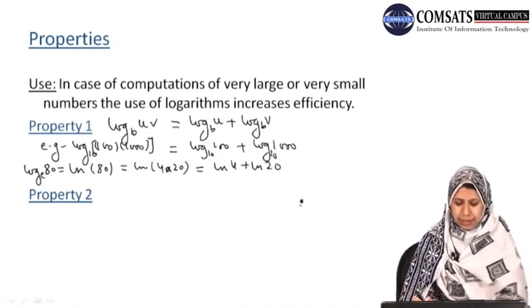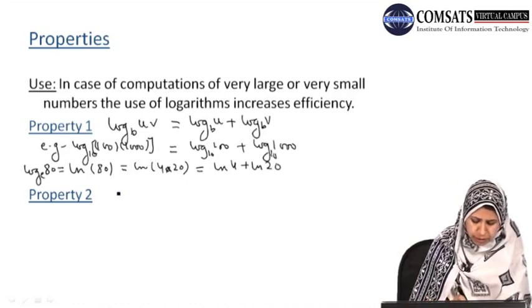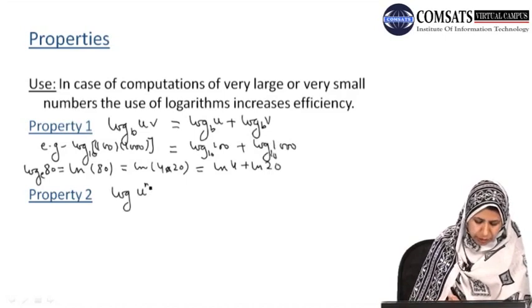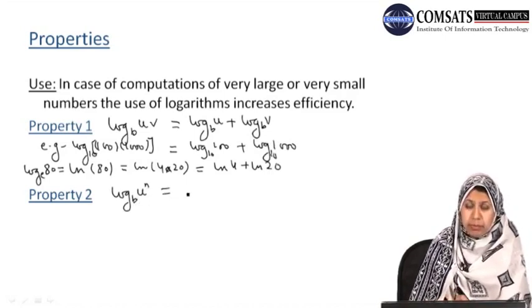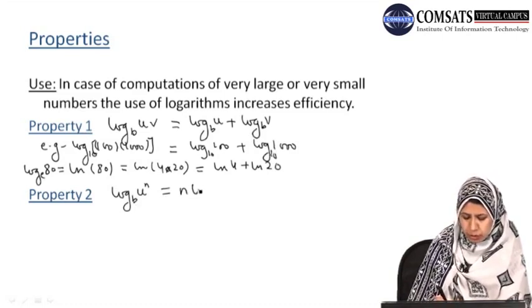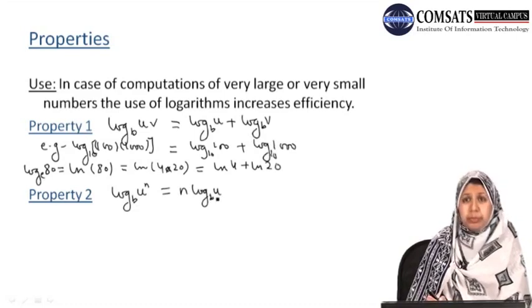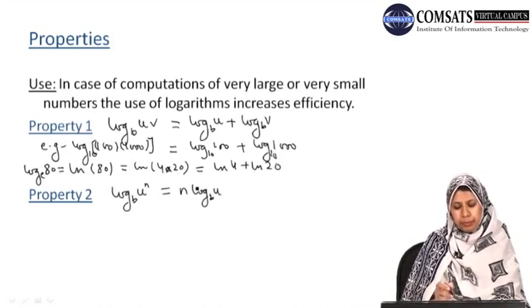Now our second property, which we have also used many times: log of some number u with the exponent n to the base b is the same as the exponent n times the log of u to the base b. That is, log of the exponent is the power times the log of the number.